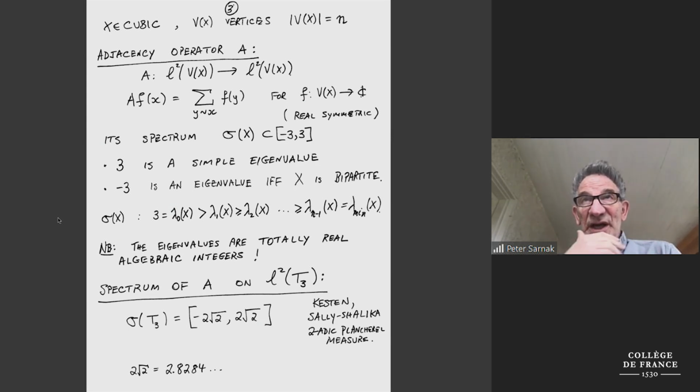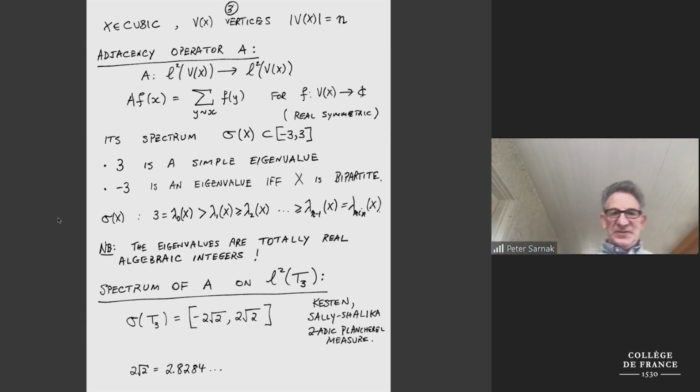So the eigenvalues are going to be algebraic integers. But they're going to have a much more important property: every conjugate, so every other eigenvalue, because if I take the Galois conjugate of the equation, will also be an eigenvalue. So these eigenvalues are totally real algebraic integers, and I'm going to use that crucially later.